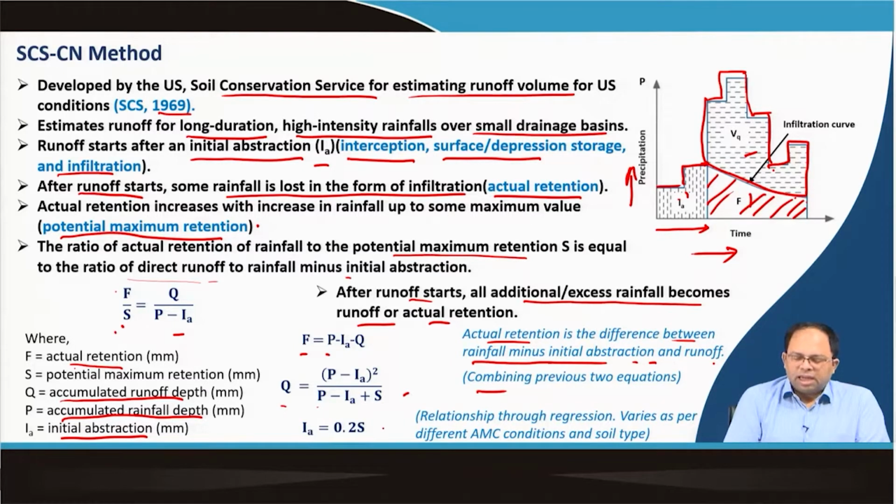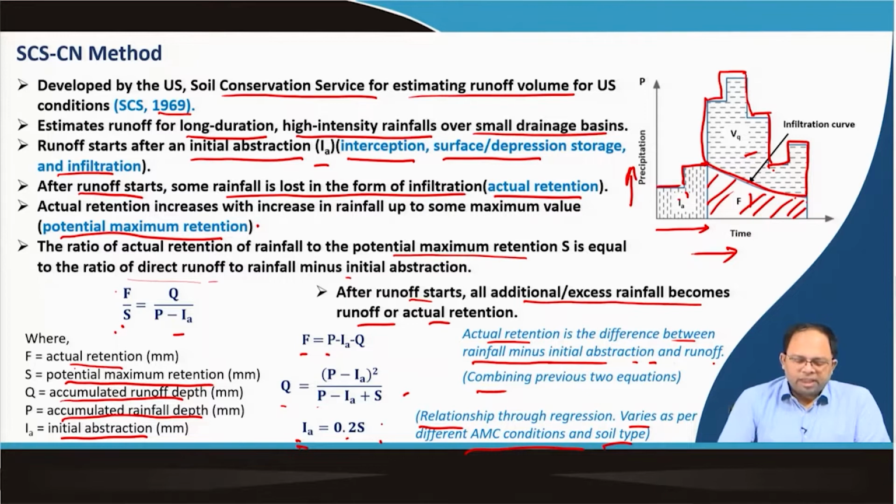Now, based on certain regressions and certain empirical relationships, we have found that even though it varies for different AMC conditions and soil type, AMC means antecedent moisture condition. That means what amount of moisture is there already in the soil. And also depending on soil types, this relationship varies, but IA, that is initial abstraction, is equal to 0.2 S. S is potential maximum retention. So, IA is 0.2 times S. So, that is a relationship which has been developed via regression.